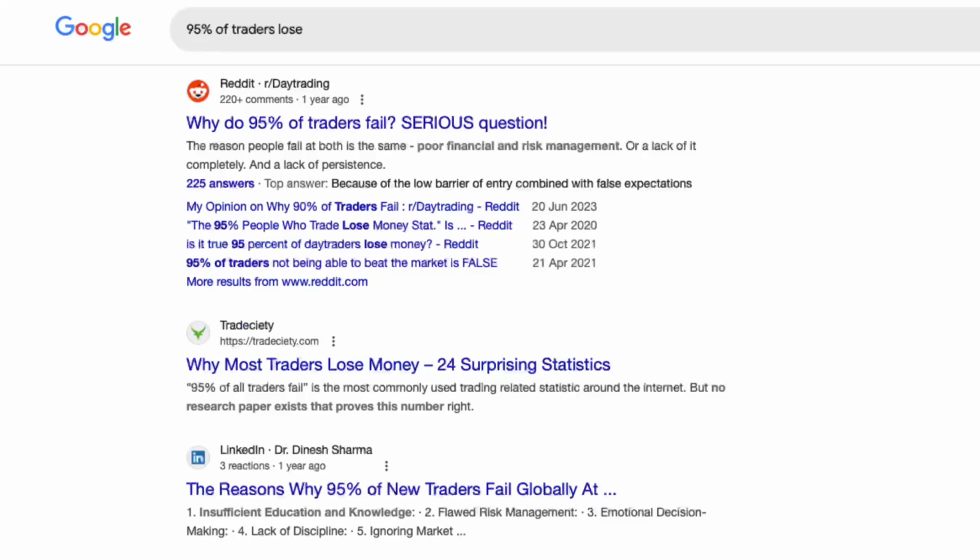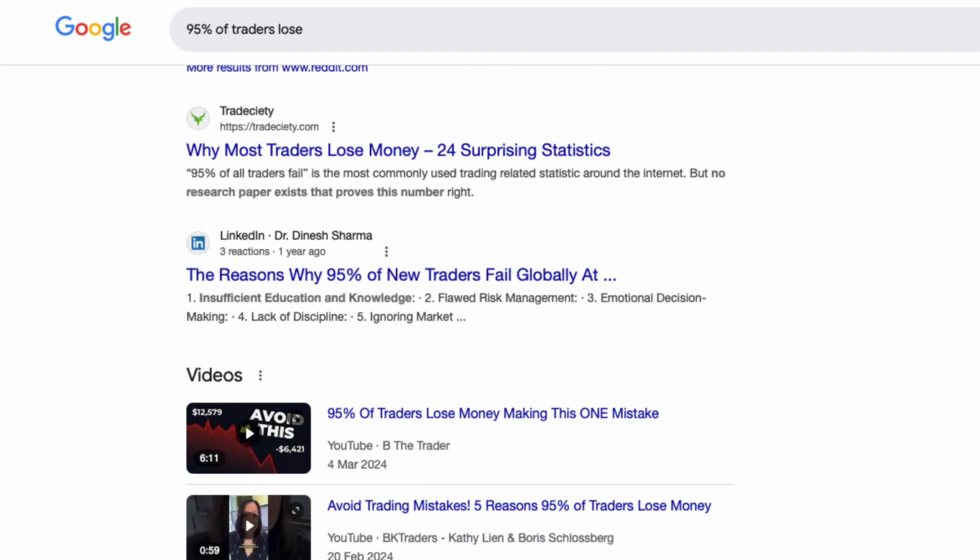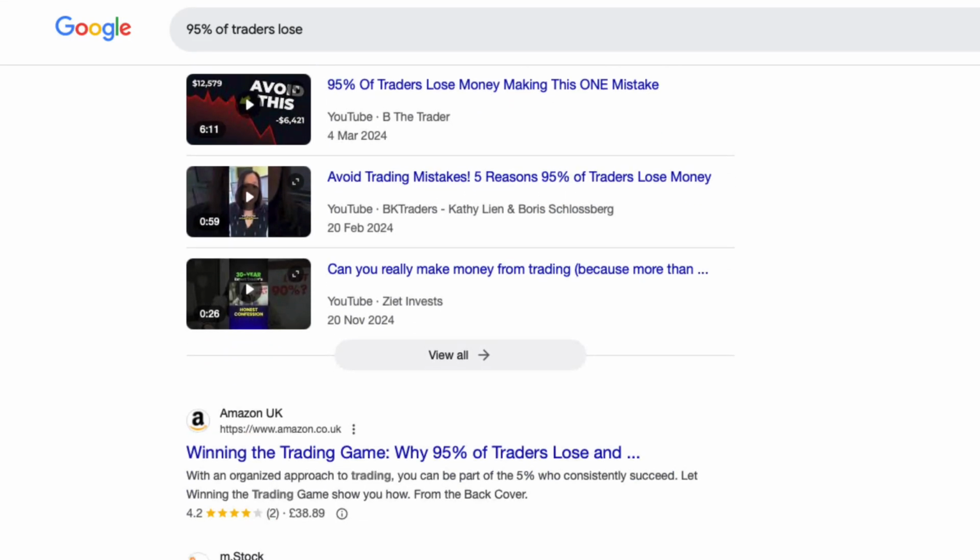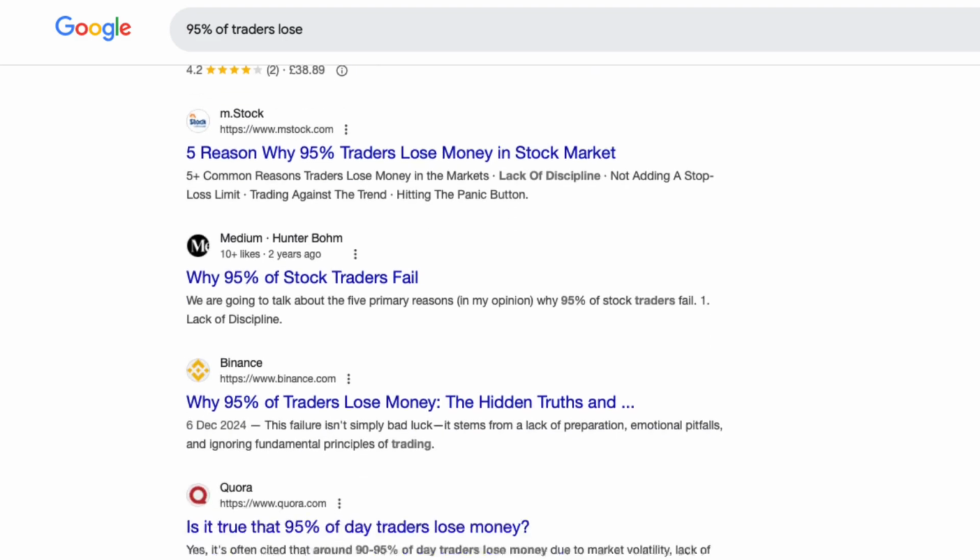So you often see the statistic where 95% of traders lose. It's bandied around a lot. People quote it all of the time as to say how hard trading is. But the reality is, when you look underneath the surface, that is not true. All of the data that's available points to a situation that's completely different from that scenario.